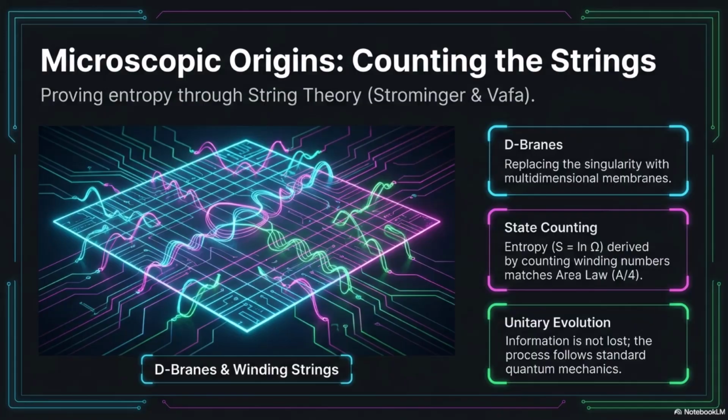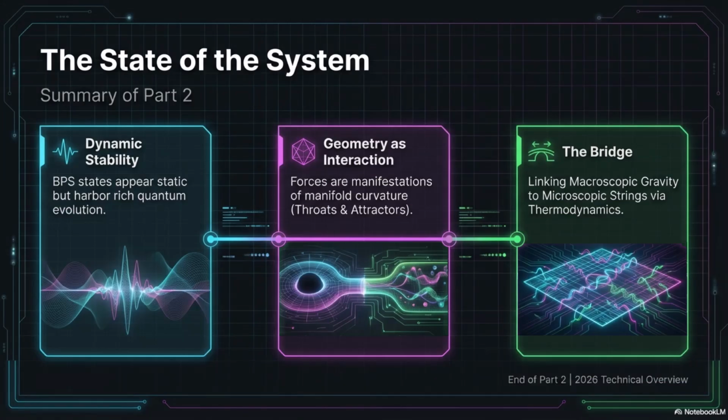So to wrap this all up, the document summarizes the state of the system in 3 points. First, dynamic stability. Things look frozen, but are actually teeming with quantum life inside. Exactly. It looks like a statue, but inside it's a beehive. Second, geometry as interaction. All those forces are just the curvature of the map. The terrain dictates the path. And third, that bridge we just mentioned. Thermodynamics linking gravity to strings. It's the unification of the very big and the very small.